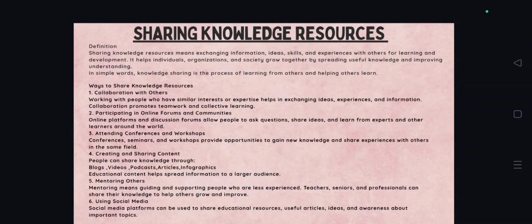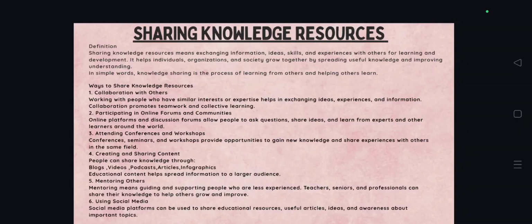Around the world we can communicate with anyone, so it's a good thing. Social media can help us share knowledge resources, but if we use it to a limited amount only, then it's helpful. Third is attending workshops and conferences.